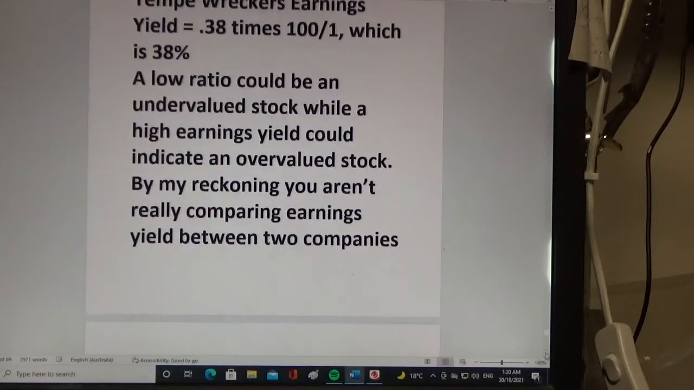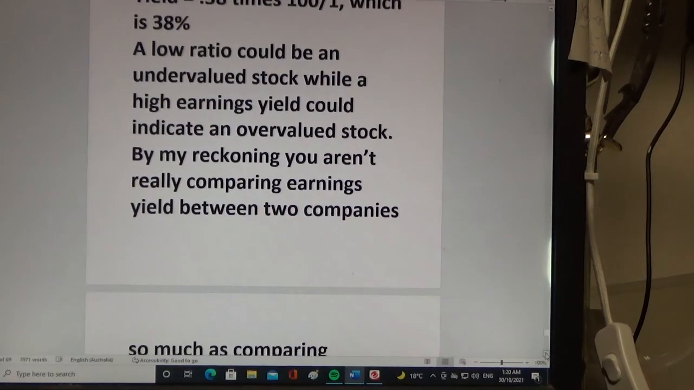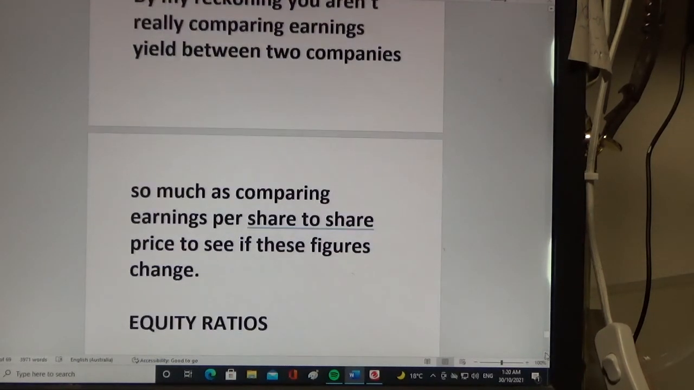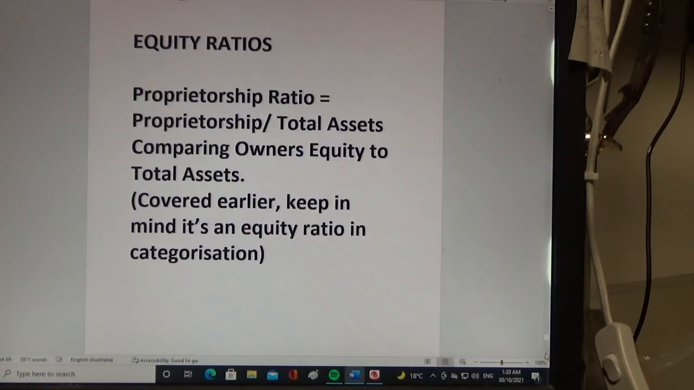A low ratio could be an undervalued stock, while a high earnings yield could indicate an overvalued stock. By my reckoning, you aren't really comparing earnings yield between two companies so much as comparing earnings per share to share price within the same company to see if these figures change. Now, finally, we're getting to the end of this. We've already covered proprietorship ratio, but just bear in mind that in the categorization, this is an equity ratio.